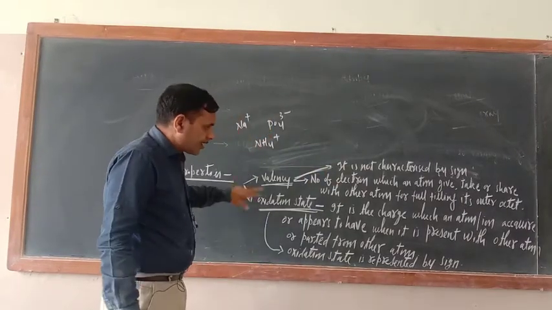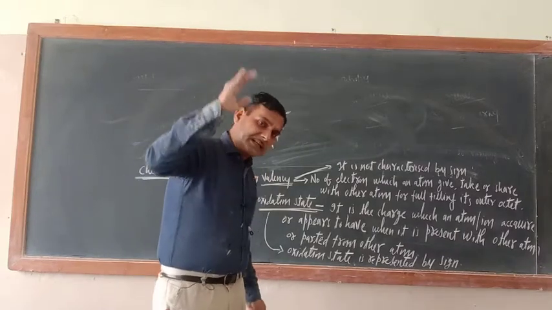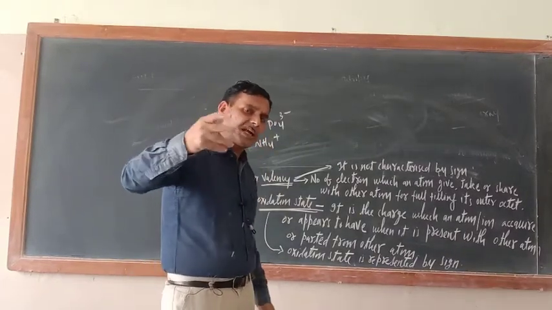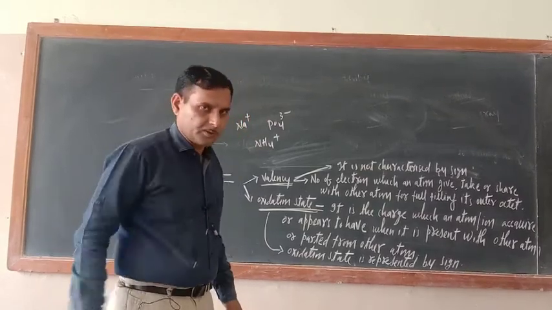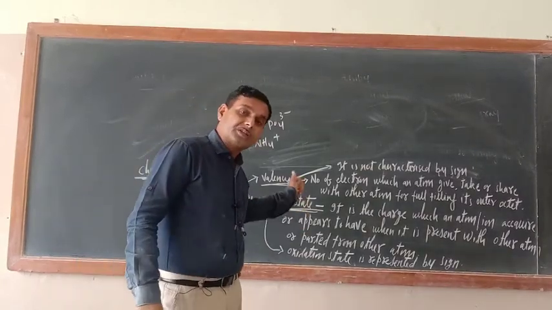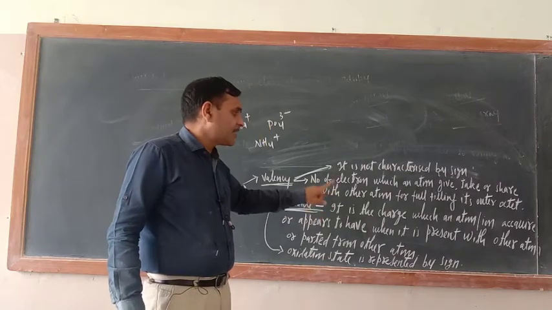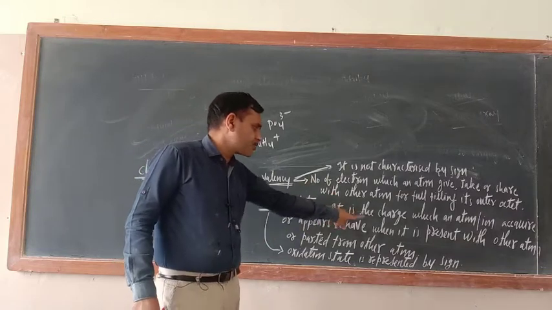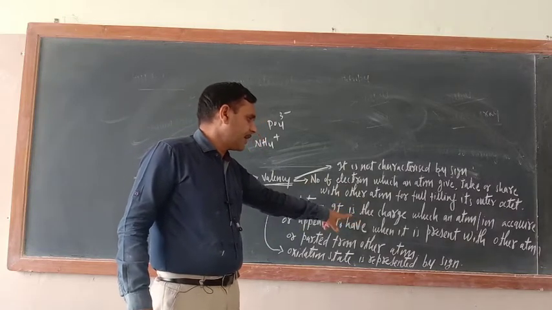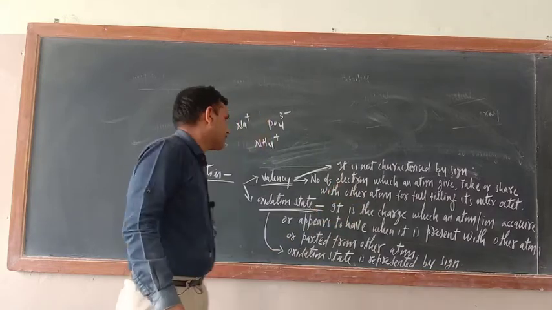Next aspect. An atom gives or shares electrons to fulfill its outer octet. And what about the charge? See the definition. It is the charge which an atom or ion acquires or appears to have when it is present with another atom or parted from another atom. Just see.